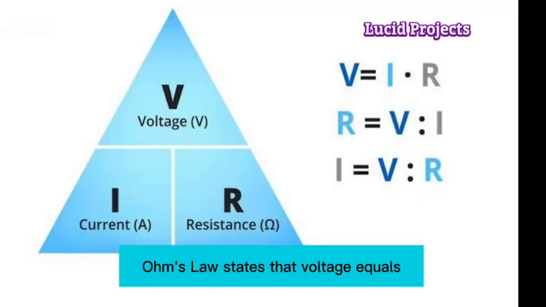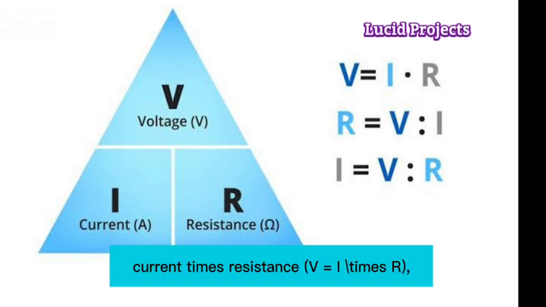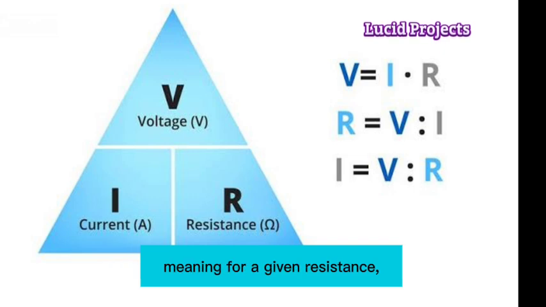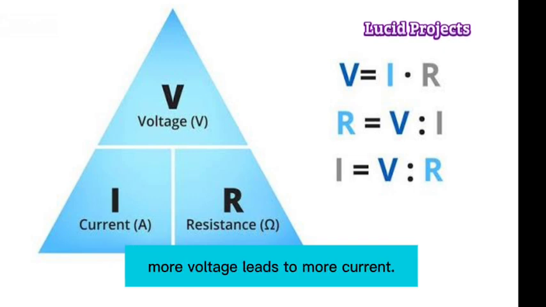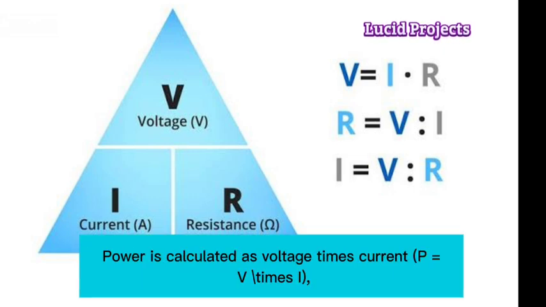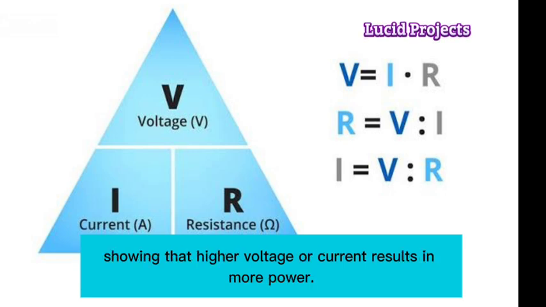Ohm's law states that voltage equals current times resistance, V equals I times R, meaning for a given resistance, more voltage leads to more current. Power is calculated as voltage times current, P equals V times I, showing that higher voltage or current results in more power.